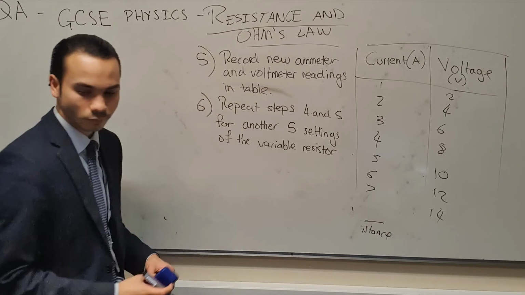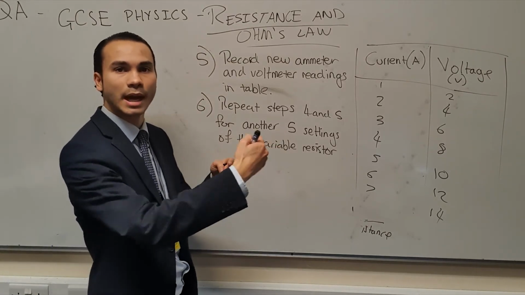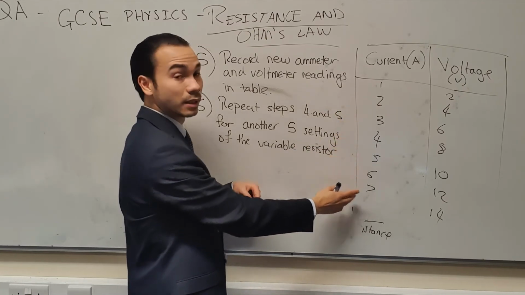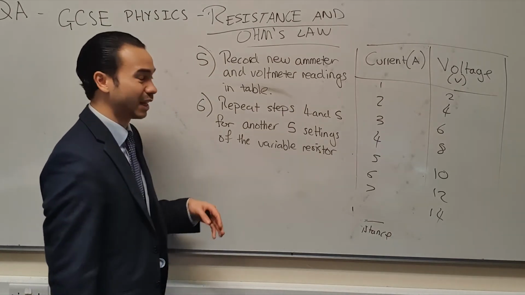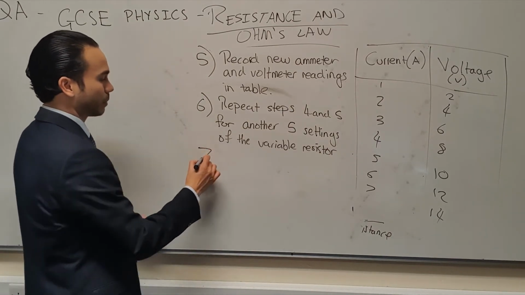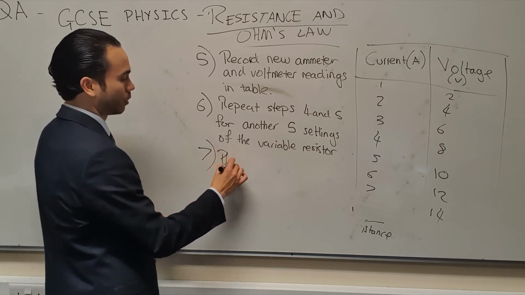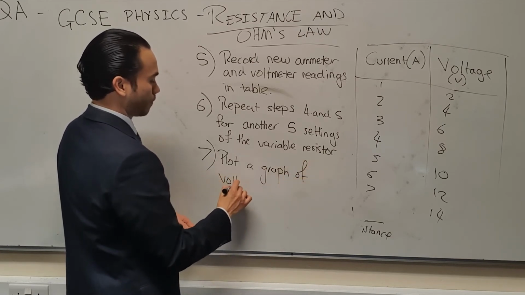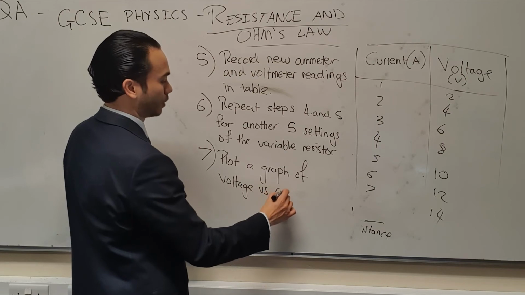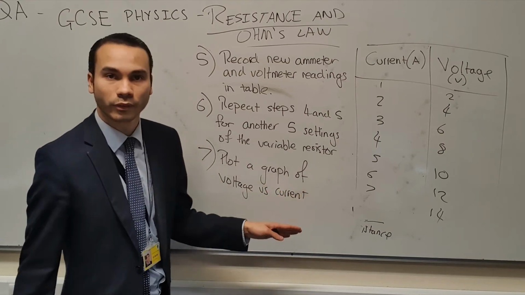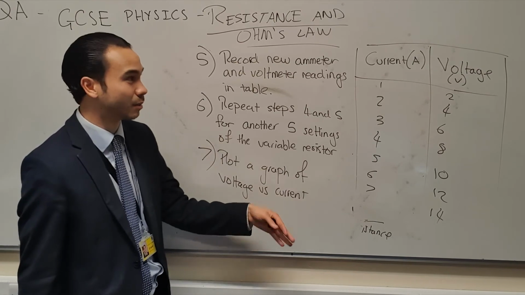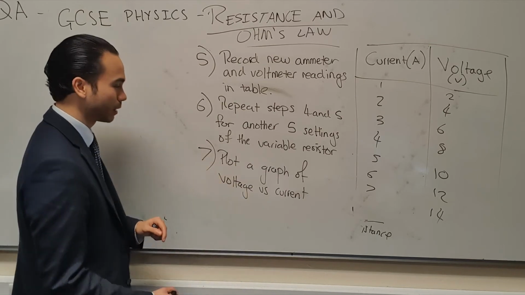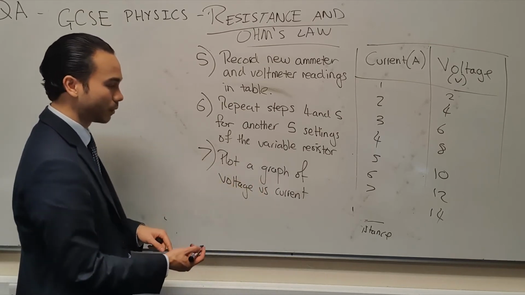So, why have I said another 5? Well, so that we can have a good range, because each setting that we change, we get a different current and a different voltage reading, and that's what we want. Okay? And I would say step 7, plot a graph of voltage versus current, and I've chosen to do voltage this time on the y-axis and current on the x-axis to make our lives a bit easier, or your lives a bit easier, and to have a shorter series of steps here. Plot a graph of voltage versus current.